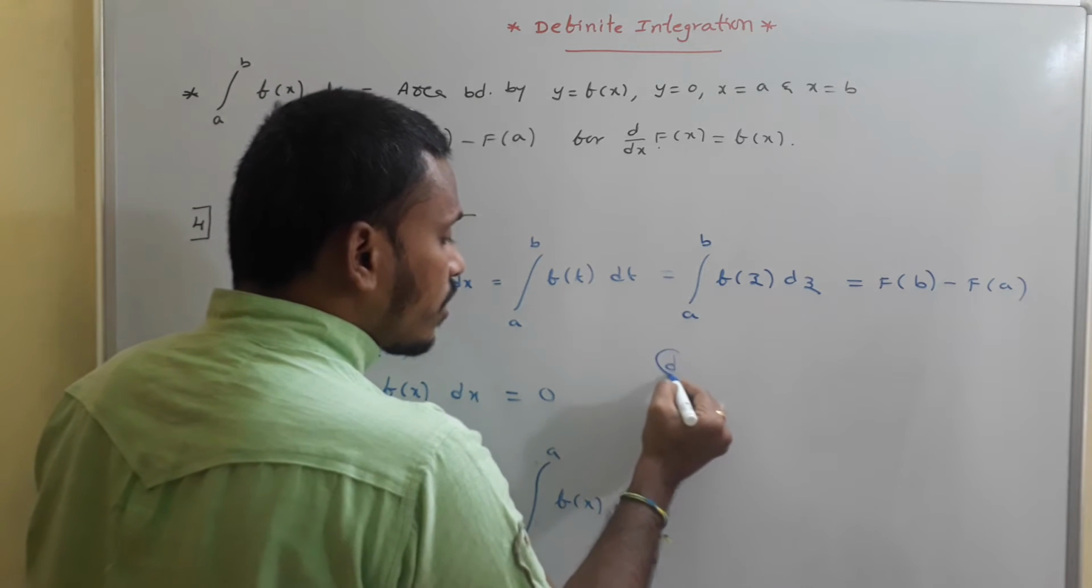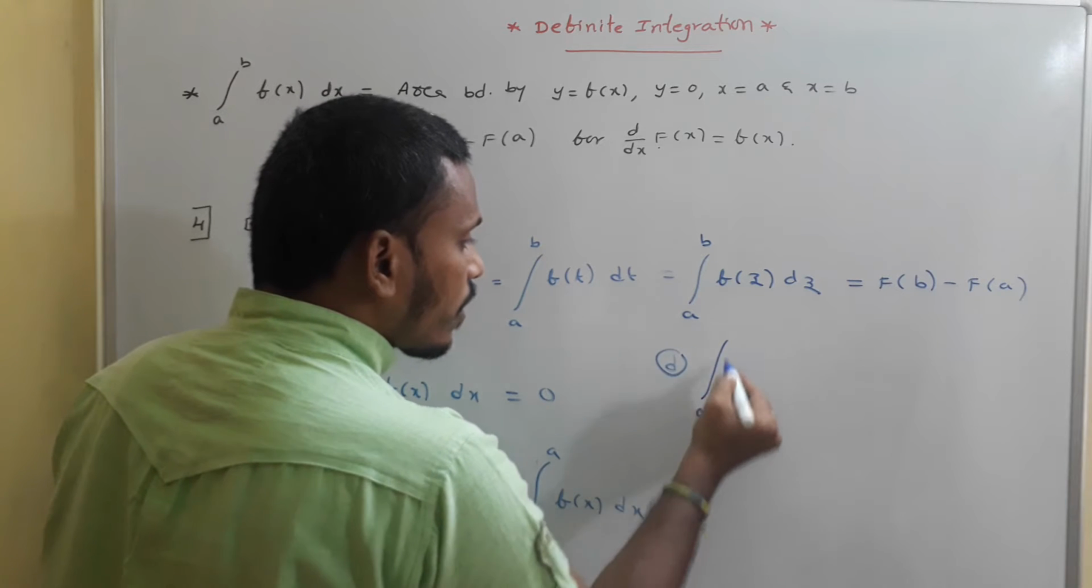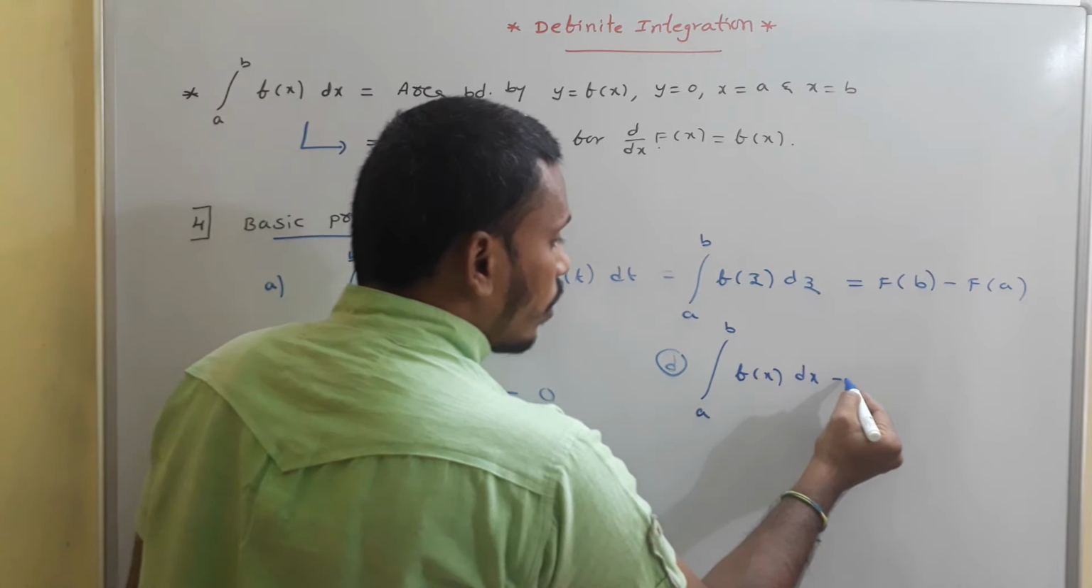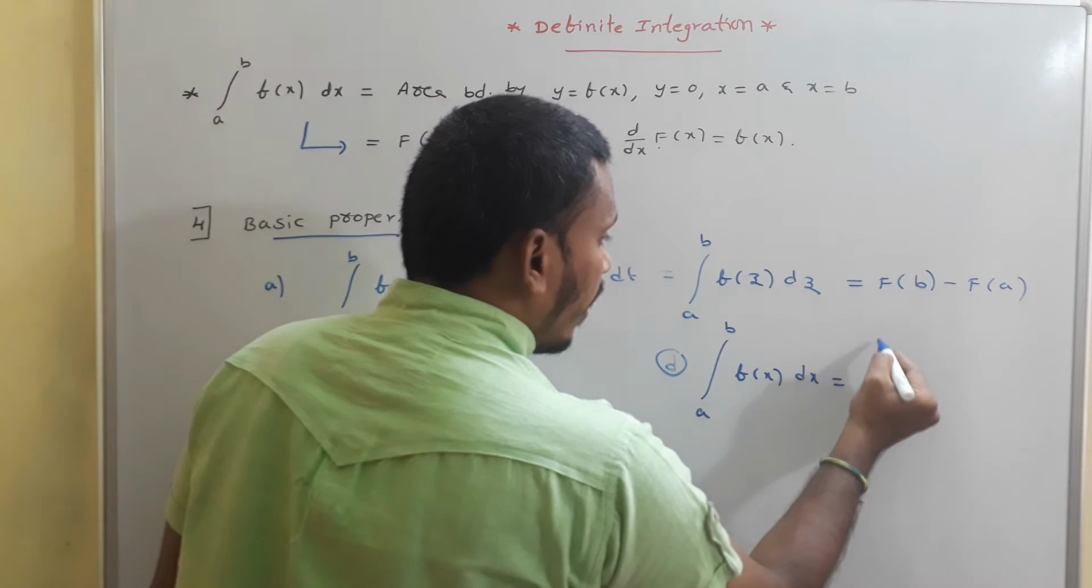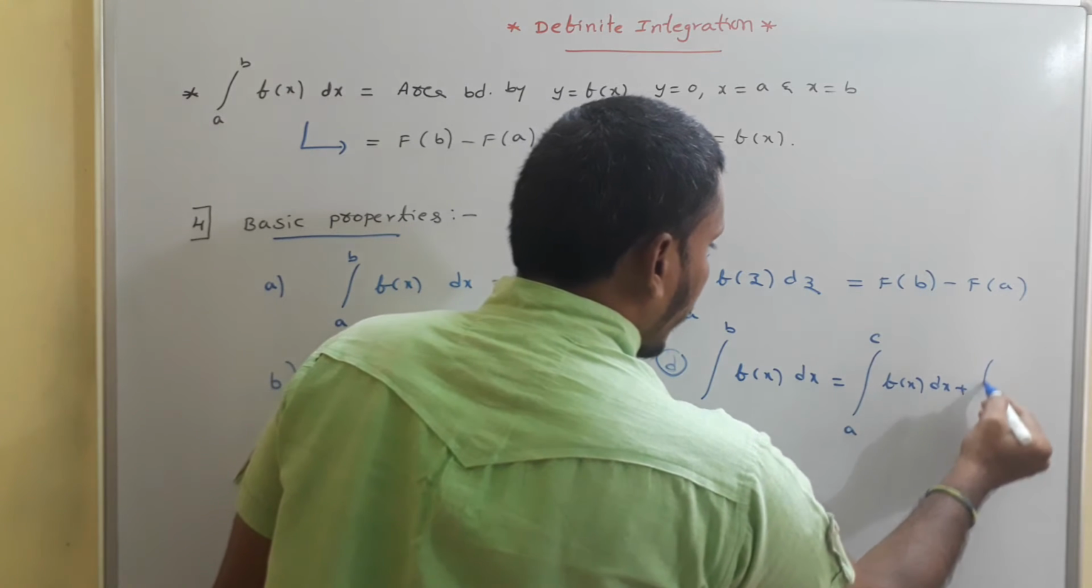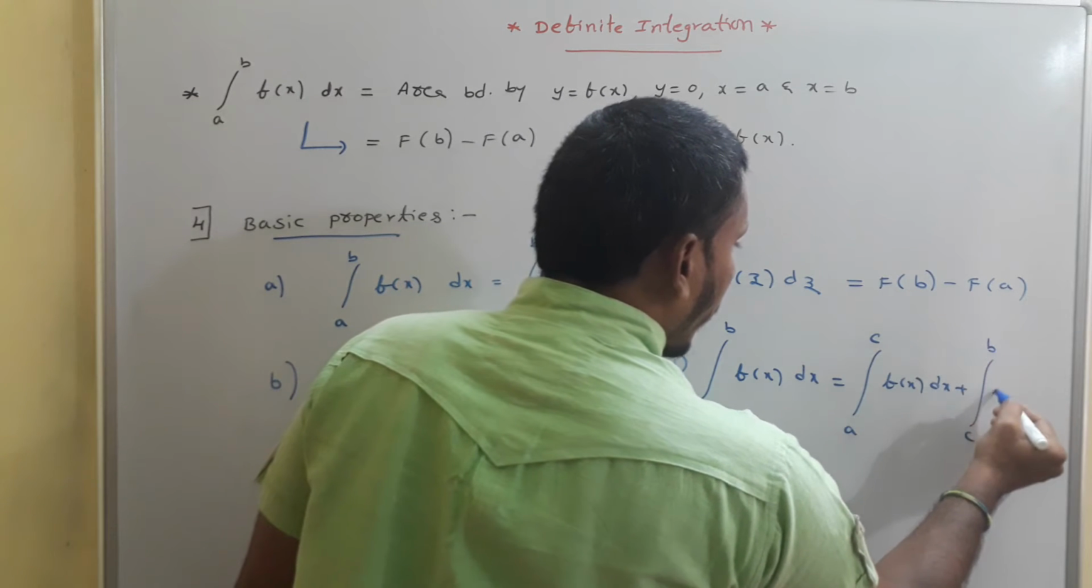And the third thing is d, integral a to b f of x dx is equals to integral a to c f of x dx plus integral c to b f of x dx.